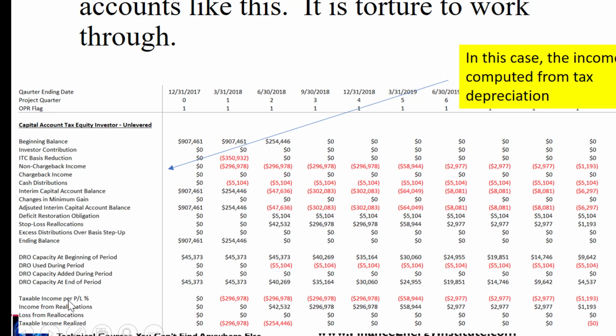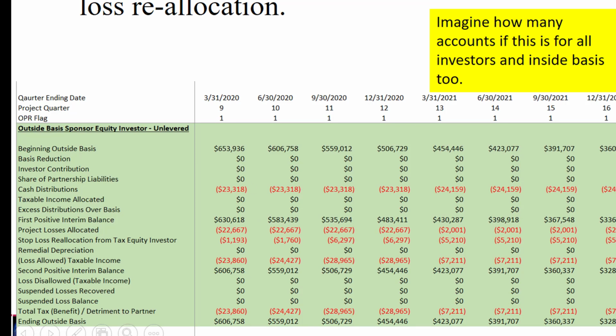Okay, and then they have some income reallocations. All right, but this is the outside basis. There are 2 ways to get this account. This is the one where you just compute the tax depreciation. You have the cash distributions, the contribution, not so hard. At first, it was so intimidating for me. Losses and gains are treated differently for some reason.